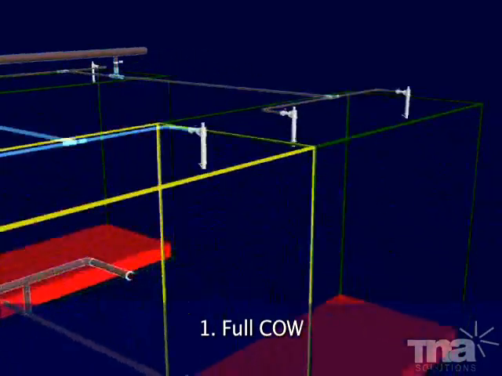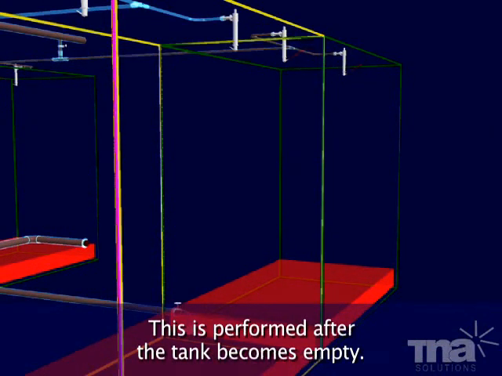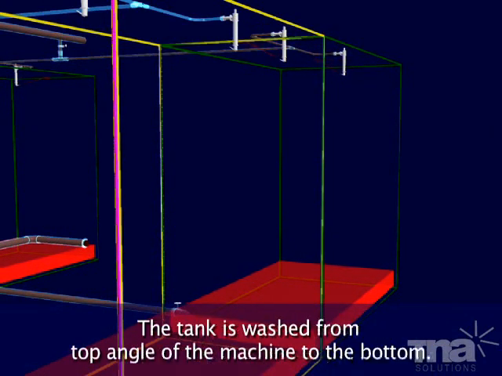1. Full COW. This is performed after the tank becomes empty. The tank is washed from top angle of the machine to the bottom.